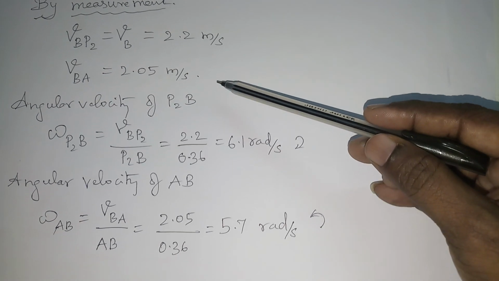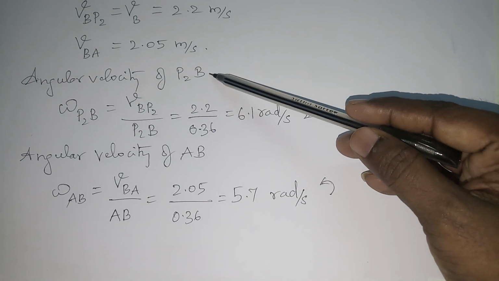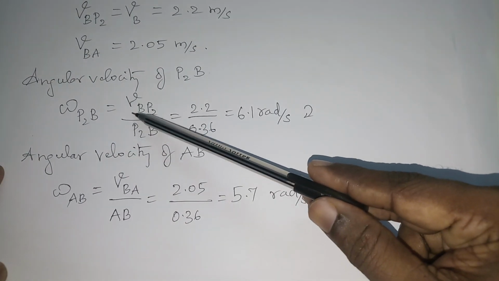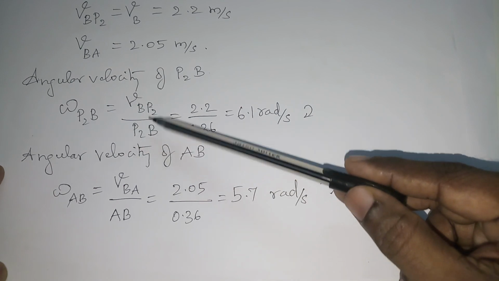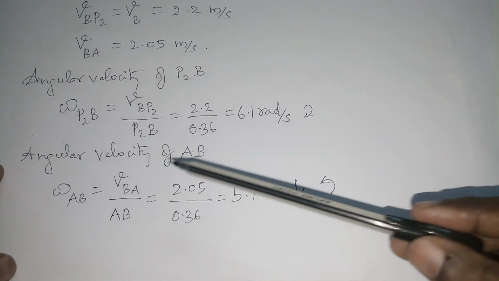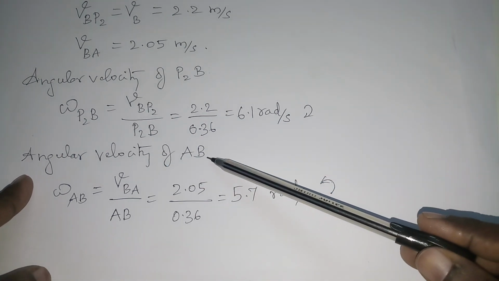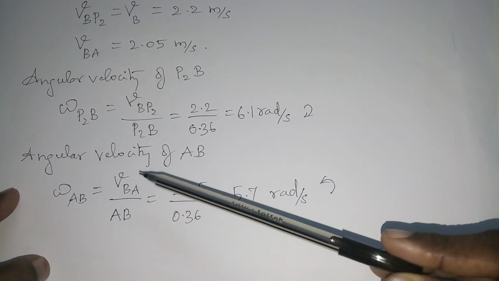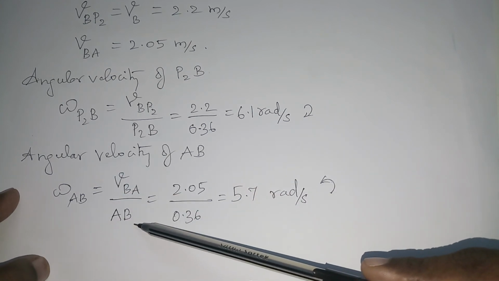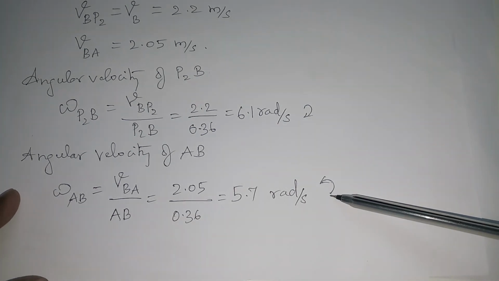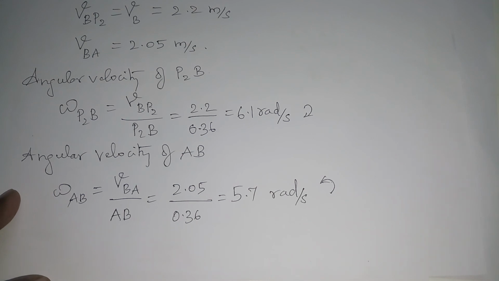Okay, so we directly find the angular velocity here. The formula is omega P2B equals velocity BP2 divided by the length of the link. Substitute the values, you will get 6.1 radians per second clockwise. Okay. Similarly, angular velocity of the output link AB: you use the formula omega equals velocity by length of the link. You will get 5.7 radians per second in the anti-clockwise direction. Okay. So up to this, your velocity diagram portion is over.